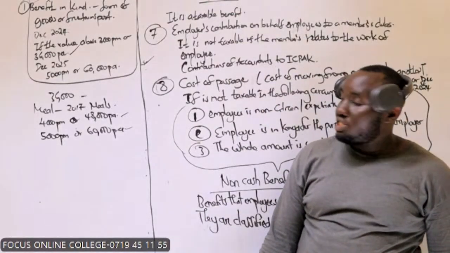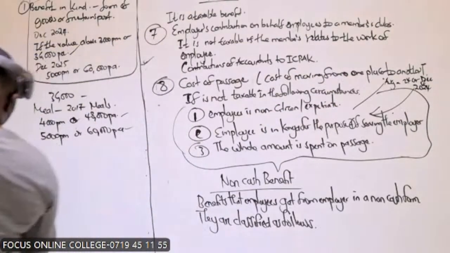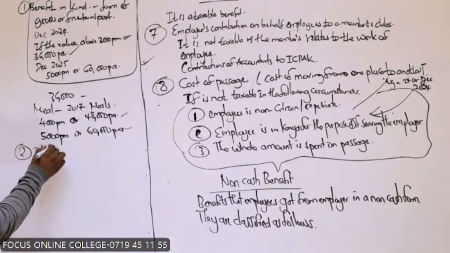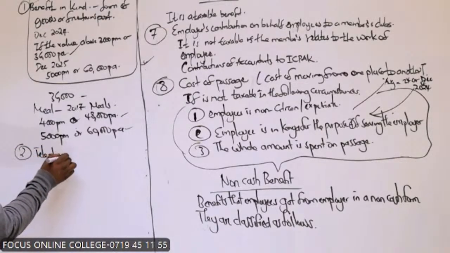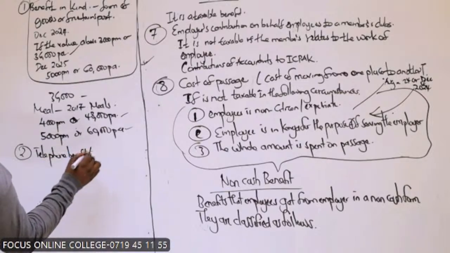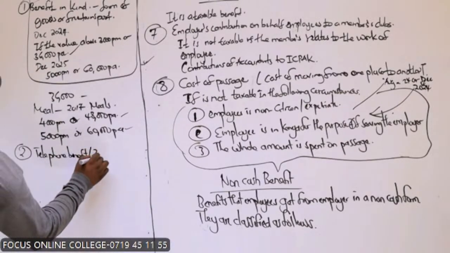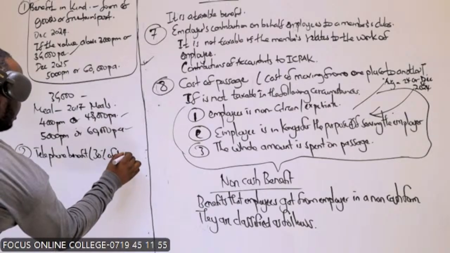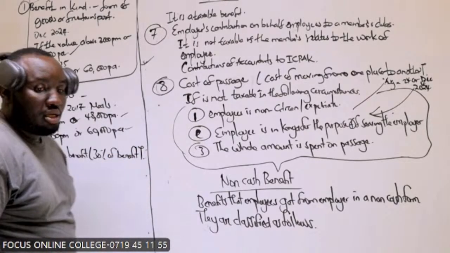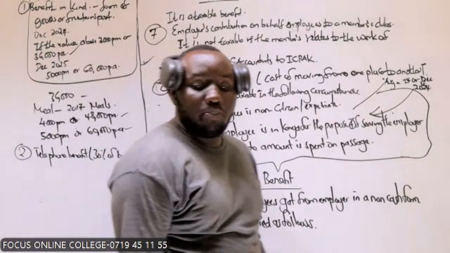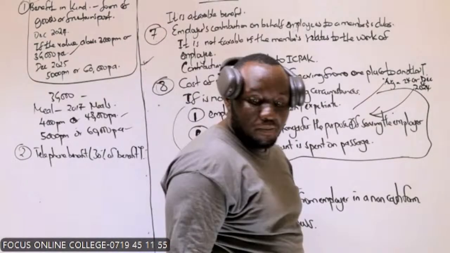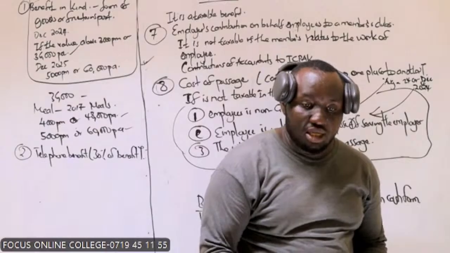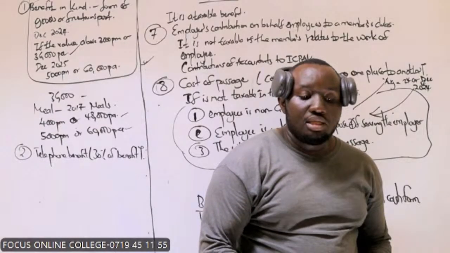Perfect. Then I get to the second scenario: the telephone benefit. For the telephone benefit, we give it as 30% of the benefit. The question is, what is telephone benefit?